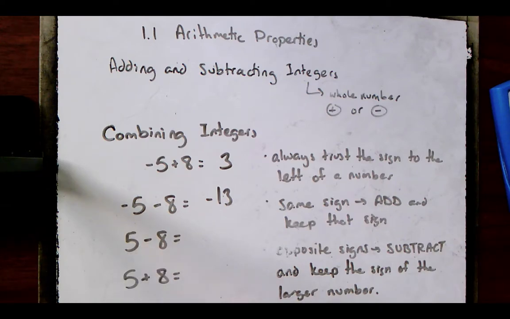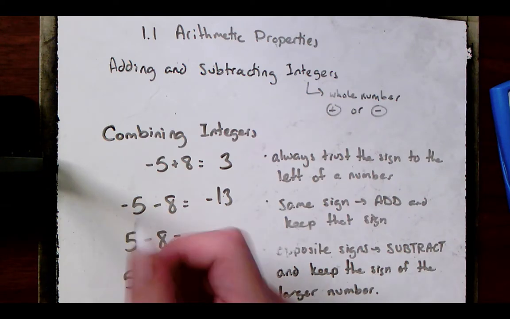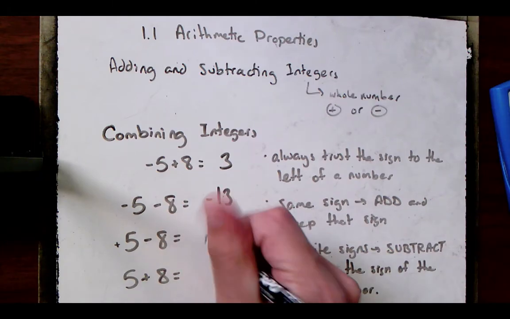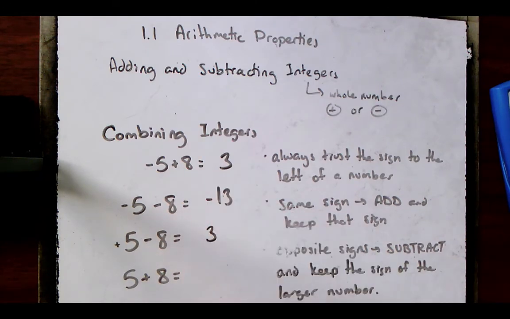5 minus 8, very similar to the previous one that we did before. There's no sign here, we assume it's a plus, and so these two values here have opposite signs and we subtract. When I subtract 8, take away 5, I get 3, but in this problem, notice that the 8, which is the larger number, is negative. And so our final answer here is actually going to be negative 3.